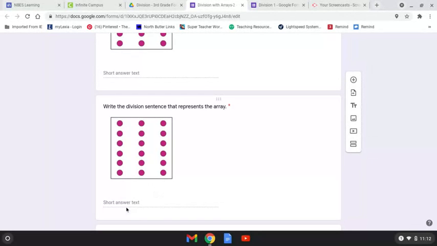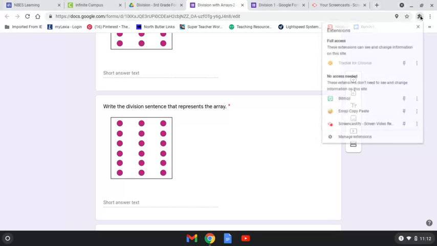If you do it the other way, which would also be correct, 18 divided by 6 equals 3, or 18 divided by 3 equals 6. Either way would work and would be a correct answer. If you have any questions, you can just let us know. Thanks.